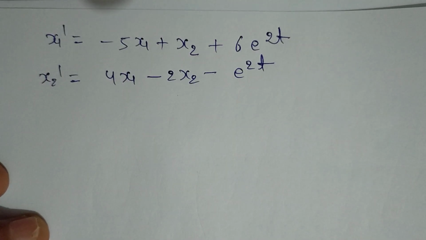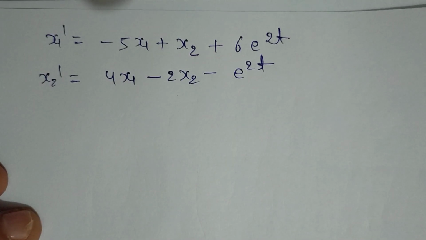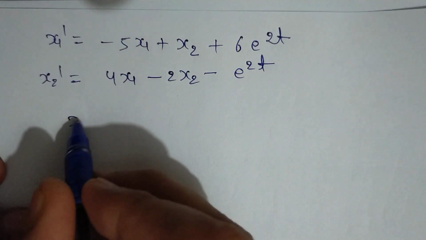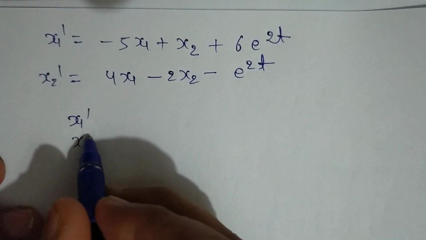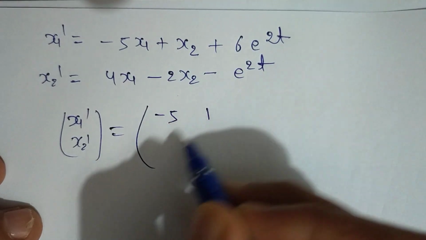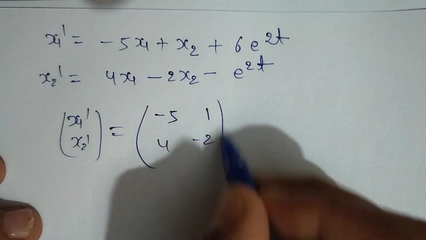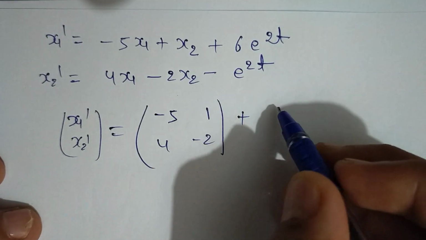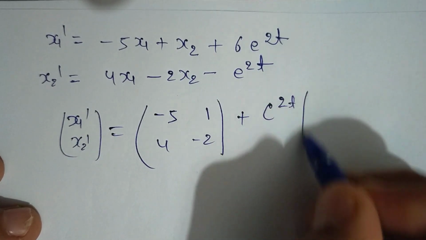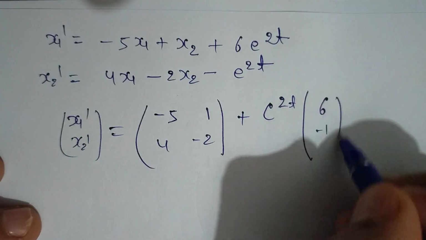Let us see one non-homogeneous system of first order ODEs. So this is the given problem. So we can write it in the matrix form. So this will be x1 dash, x2 dash equal to [-5 1; 4 -2] plus e power 2t times [6; -1].